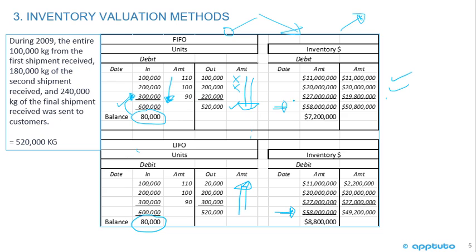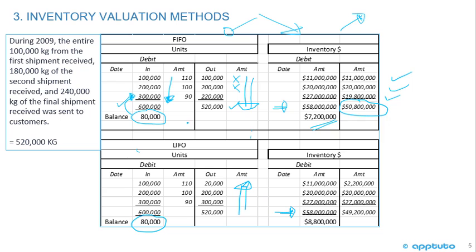So 220,000 times the 90 is 19,800,000. So that means our cost of goods sold was 50,800,000. And we bought 58 million. And our cost of goods sold, debit cost of goods sold, credit inventory using FIFO, 50,800,000, means we had an ending balance of 7.2 million.